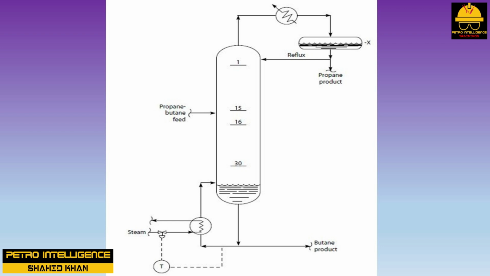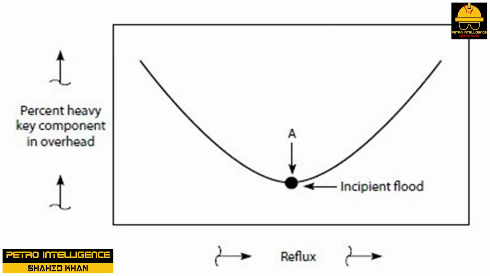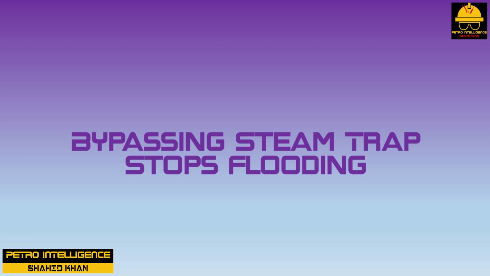8. Further increases in the reflux rate then act to increase, rather than decrease, the butane content of the overhead propane product. This picture illustrates this point. Point A is called the incipient flood point, that point in the tower's operation at which either an increase or a decrease in the reflux rate results in a loss of separation efficiency. You might call this the optimum reflux rate. That would be an alternate description of the incipient flood point.